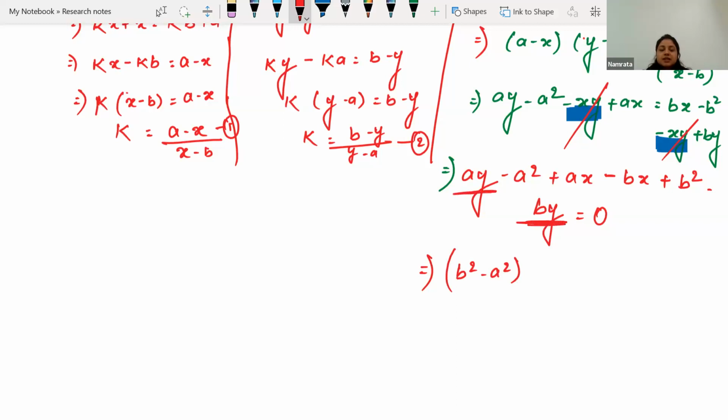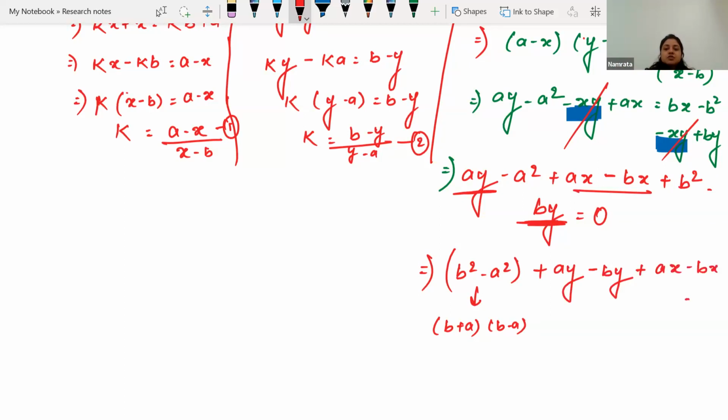Now, what else? ay and by, let's keep them together. Why are we going to keep ay, by together? Because this one will give us b plus a, b minus a. So the same pattern we are going to make, so that every term will give one of the factors as a minus b or b plus a. That's why ay, by I am going to keep together. So we will be having plus ay minus by, and ax, bx we are keeping together. So plus ax minus bx is equals to 0.